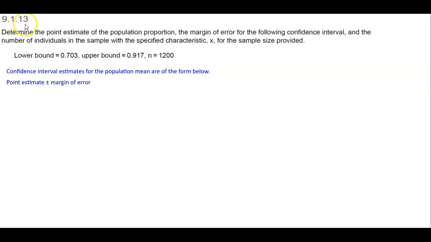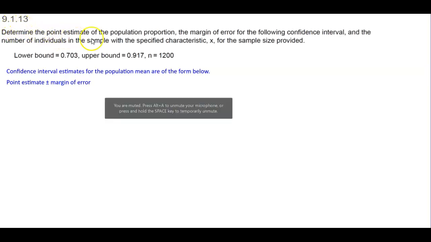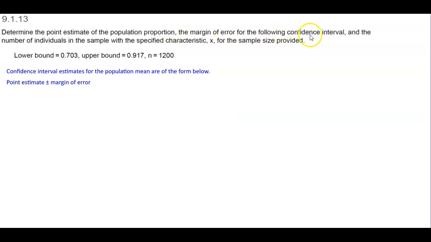Section 9.1.13. Determine the point estimate of the population proportion, the margin of error for the following confidence interval, and the number of individuals in the sample with a specified characteristic x for the sample size provided. So we have the lower bound, which is 0.703. We're given that the sample size n is equal to 1200.